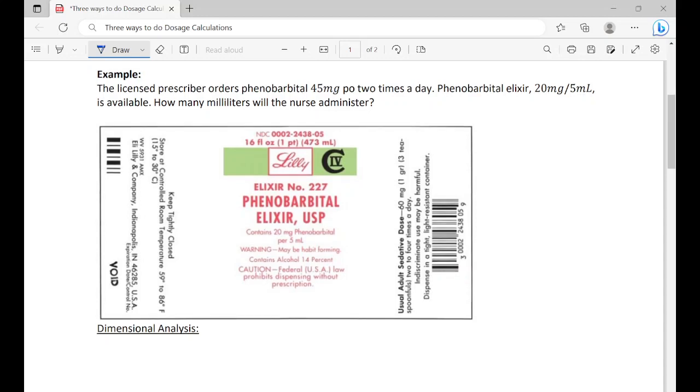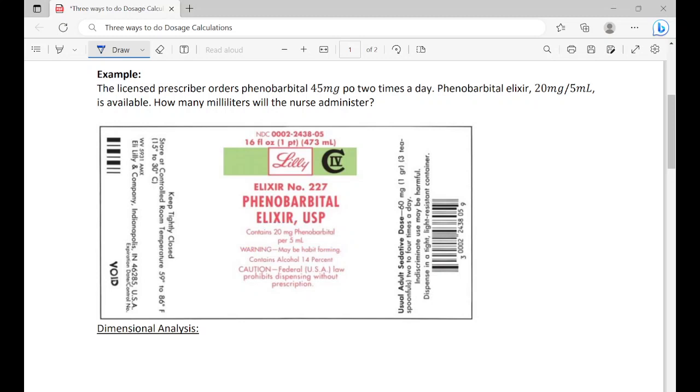So I'm going to put it out in words and I'm going to give the label here so you can see what's going on. The licensed prescriber orders phenobarbital 45 milligrams orally 2 times a day. Phenobarbital elixir 20 milligrams per 5 milliliters is available. How many milliliters will the nurse administer? So if you weren't given this availability here, you would have to look on the label. You can see here the label contains the availability, 20 milligrams per 5 milliliters. So that's one way you can look at it and find it on the label.